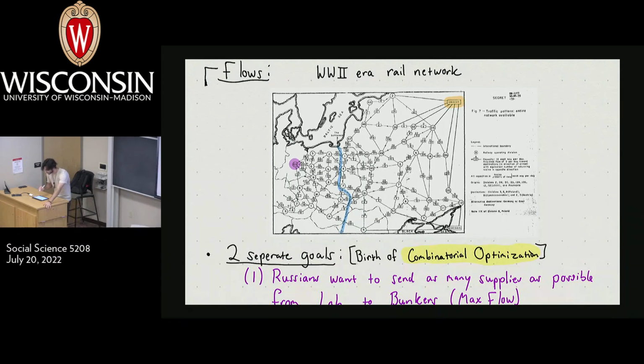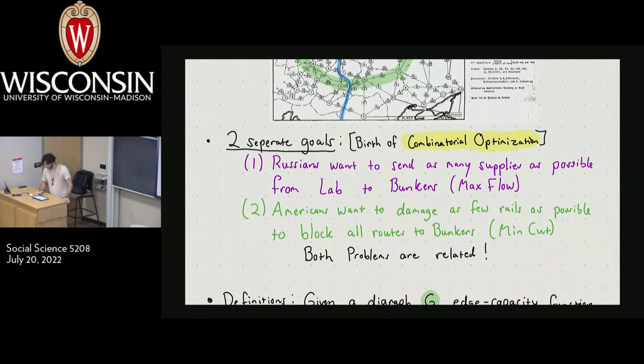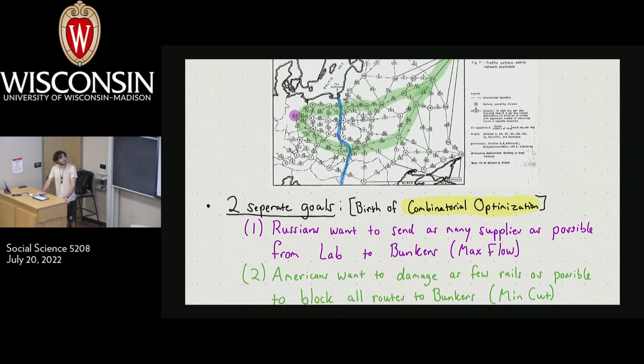These two problems are related. One involves sending supplies: you want to find a bunch of routes to send supplies quickly, whereas the other problem is about breaking all the routes so that you can't send supplies. Okay? And these problems are related, and we'll see how.